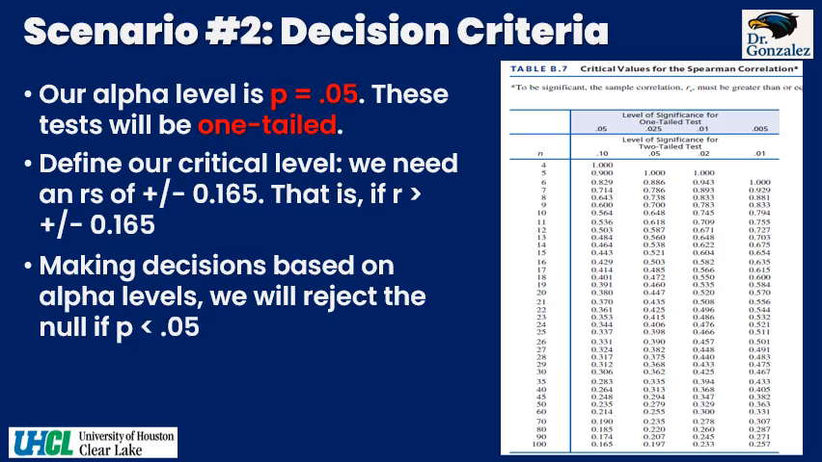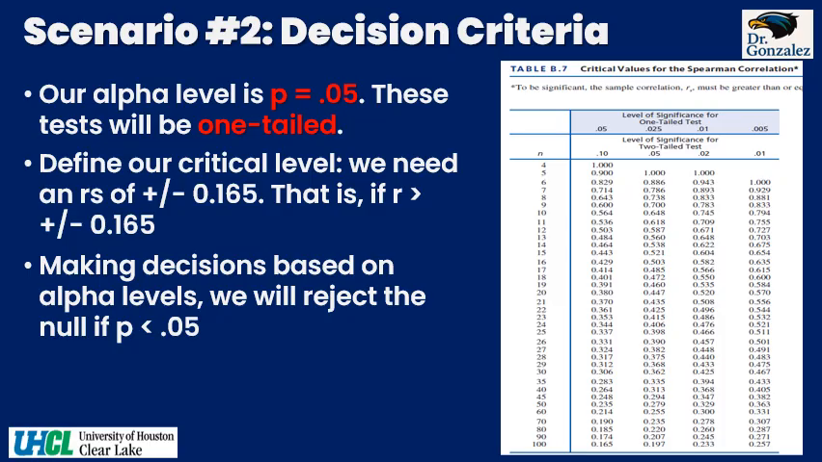So we need to establish our decision criteria. Again, we are going to focus on that alpha level. I am going to show you where you would get the critical level. It's the same place you got it the last time, and it's the same levels because I kept the numbers the same. So our critical level is going to be defined as an RS of plus or minus 0.165.